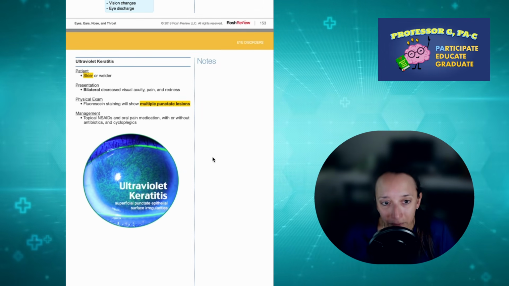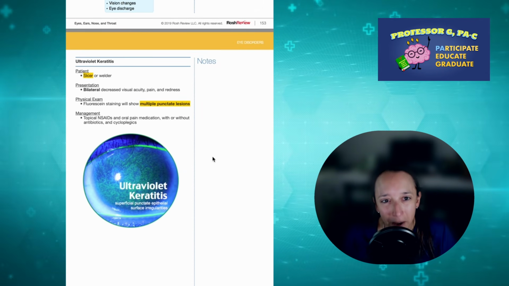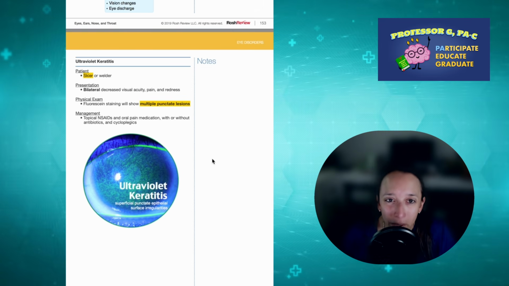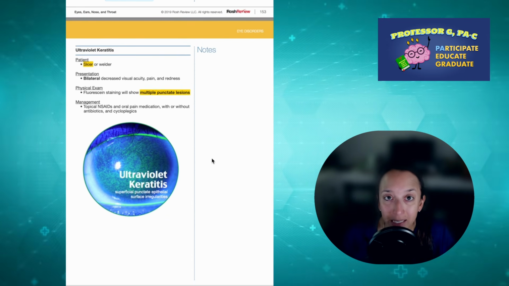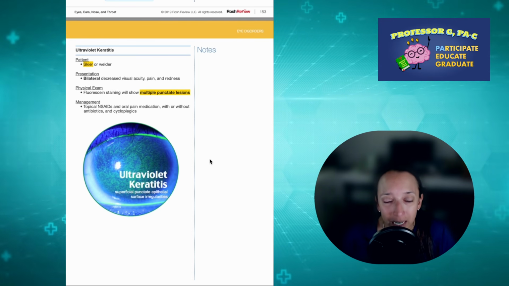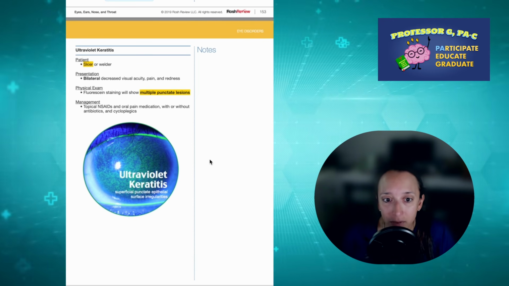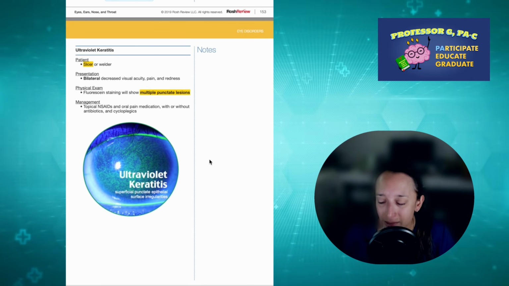So there's a different flavor of keratitis that we don't usually see, but it's pretty high yield because you either know it or you don't. So this is called ultraviolet keratitis, and it's usually seen in skiers that don't wear protective eye gear or welders. And the presentation is going to be bilateral decreased visual acuity and pain and redness.